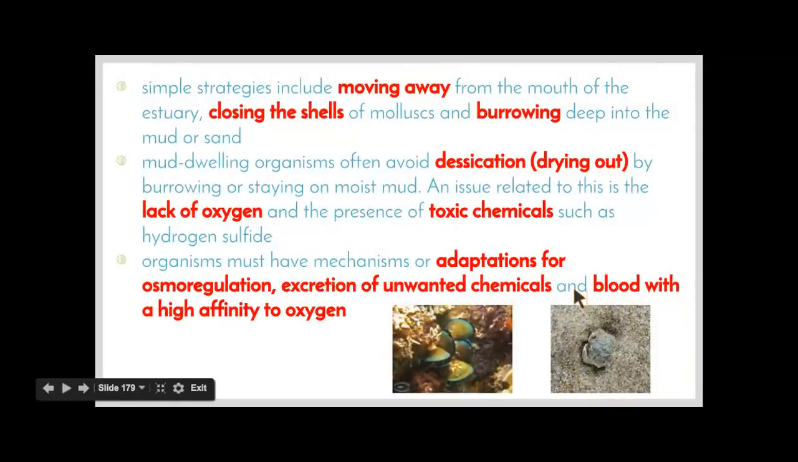Simple strategies that organisms can use to deal with this include moving away from the mouth of the estuary. They'll move further inland when the tide comes in in order to get away from the higher salt concentration. Another way is closing the shells. Mollusks are able to close their shell to stop the salt water from coming in. Another is burrowing deep into the mud or sand, which we saw was an adaptation of the crabs in the mangrove environment that we visited. Mud-dwelling organisms often avoid desiccation, or drying out, by burrowing and staying on the moist mud.